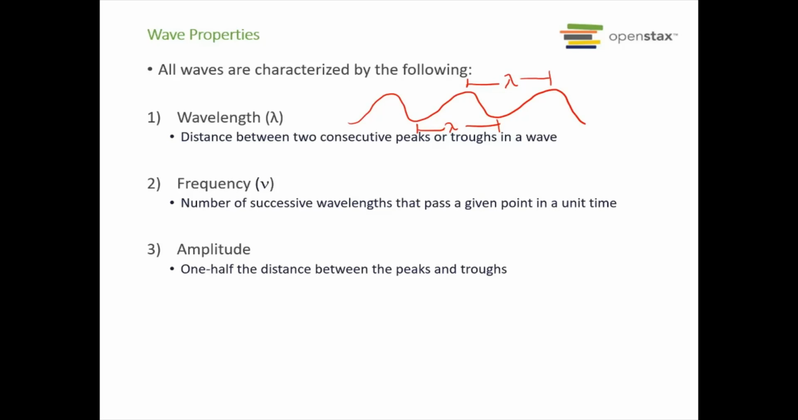That is the wavelength. The frequency is the number of successive wavelengths that pass a given point in a unit time. Usually it's 1 second, for instance. Okay, so wavelength tends to be given in units of meters or nanometers, centimeters, that type of thing. Frequency is in inverse seconds because it's like waves per second, and waves isn't really an actual unit, so it's inverse seconds. And then we have amplitude, which is 1/2 the distance between the peaks and troughs.